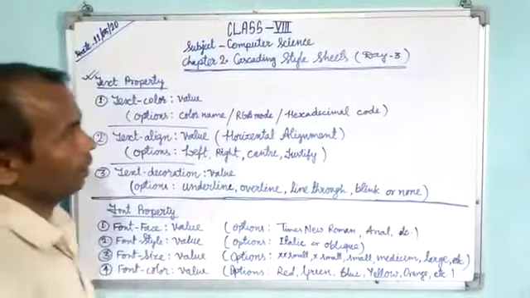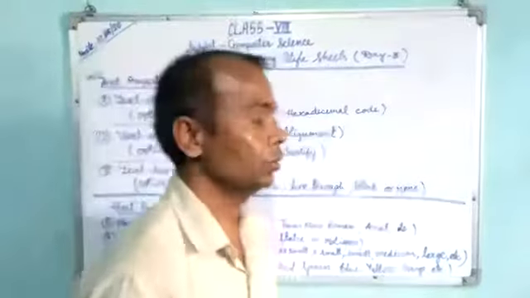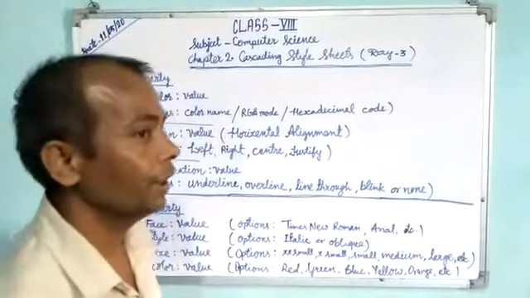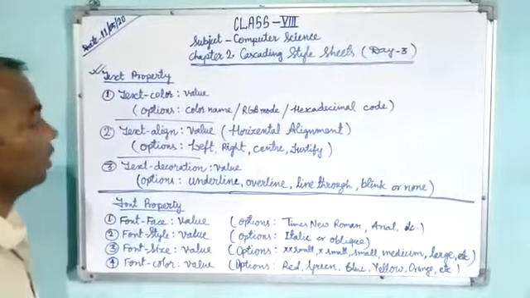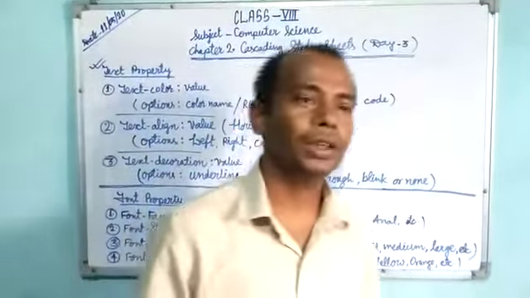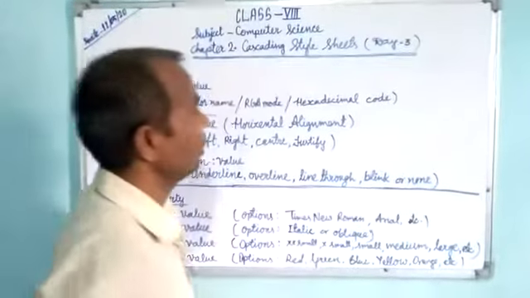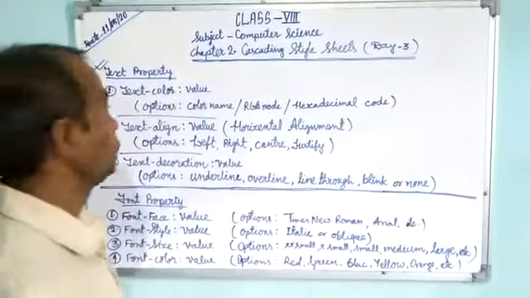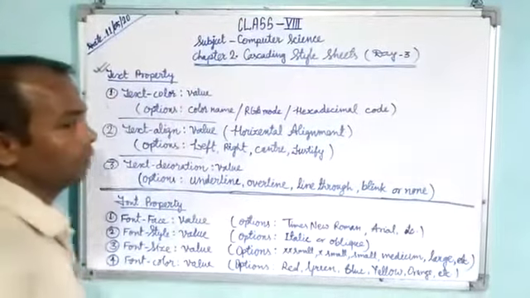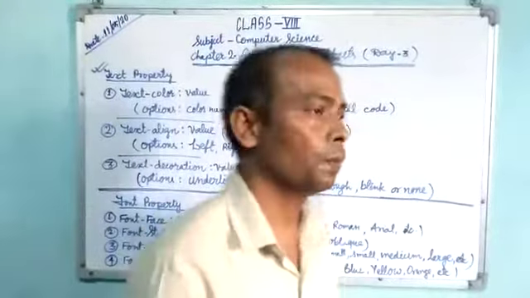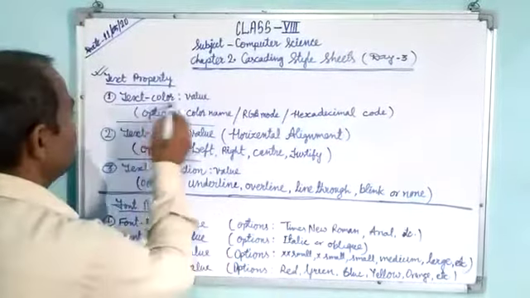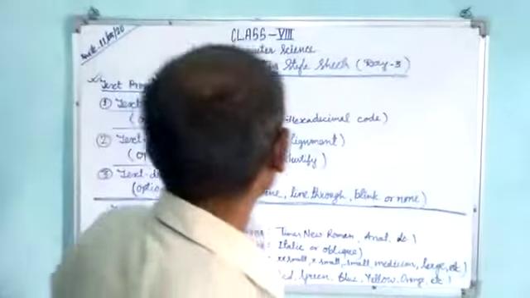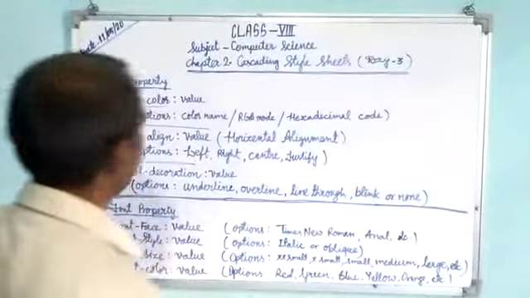Whenever we are writing a web page, we have the facility of formatting, and through this formatting we can design our text according to our own choice. One is the default, and the second is that we can make changes according to our choice. Through the text properties we can change things such as the text color. Initially the default text color is black, but we can change its color according to our choice.